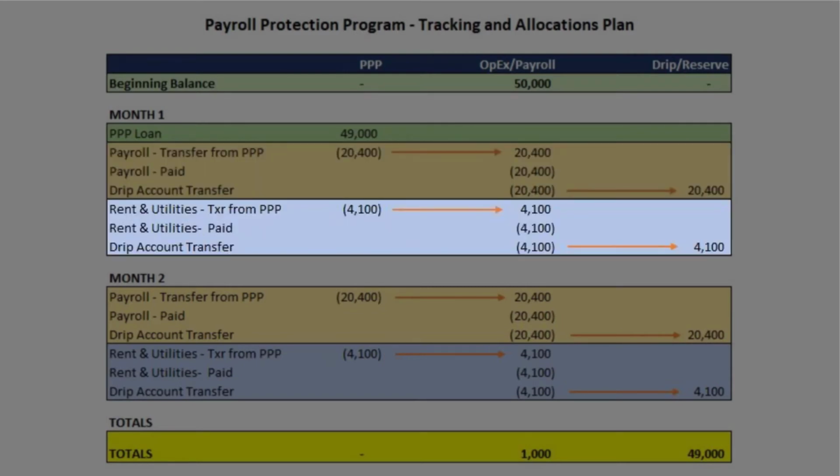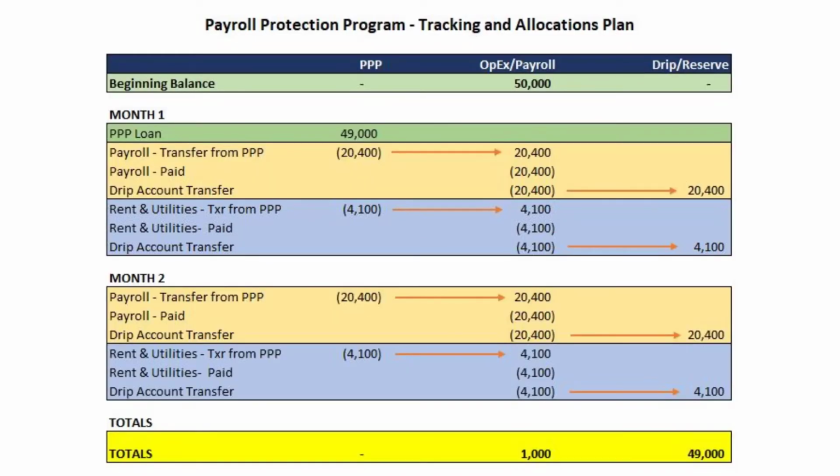Rent utilities the same way. $4,100 is our rent utilities for the month. We're going to transfer that amount exactly from our PPP bank account into our operating account and pay our rent and utilities. And then I'm recommending that we transfer that same amount from operating expenses into our drip reserve account. At least as much of it as we can, so that we preserve that cash for future needs.